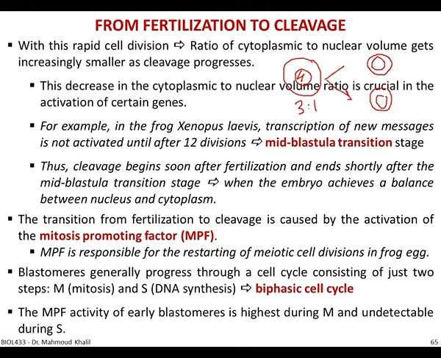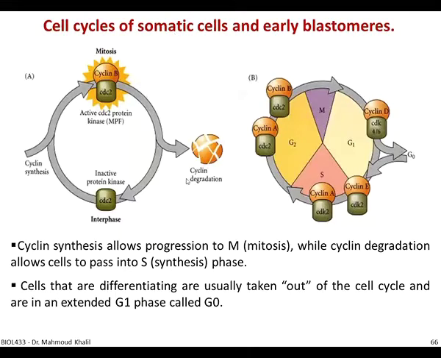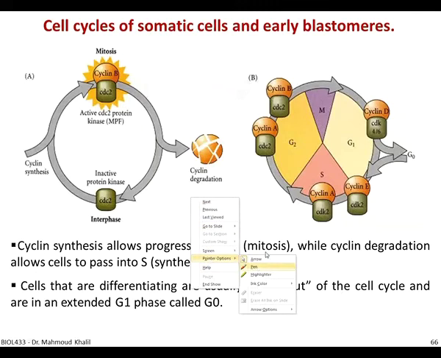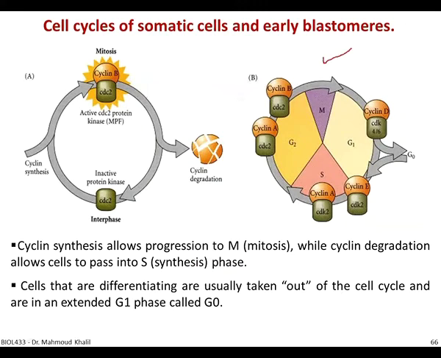So this MPF activity in the early blastomeres is high during M and undetectable during S. This very clearly gives the clue that the cells undergo vigorous mitotic division. And you can see clearly the difference here. This is the normal cell cycle: you have M, you have G1, you have G2, you have S.